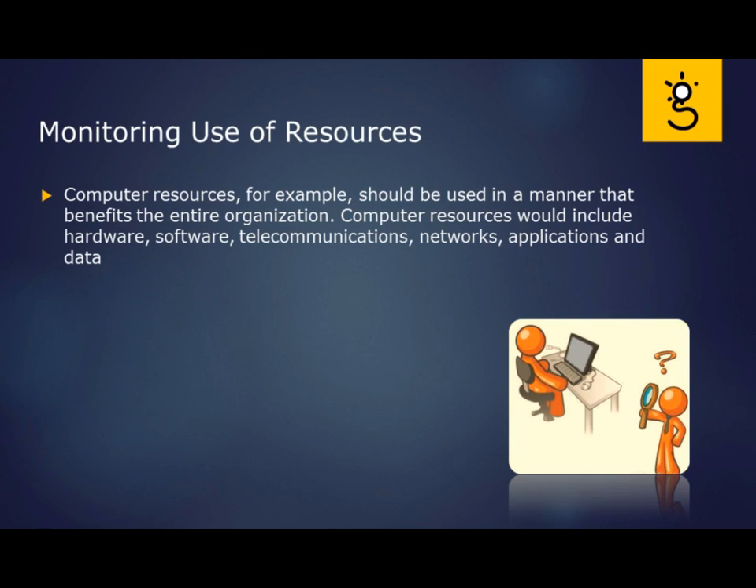Now, your computer resources, as an example, should be used in a manner that benefits the entire organization. So we're going to have to talk about things you would do to monitor the use of resources. And those resources that you want to monitor are going to be things like hardware, software, telecommunications, networks, applications, and data. You need to be looking at how they're being used, when they're being used, and that's kind of a basic audit function. It can also help you find signs of tampering, signs of intrusion, and other types of misuse.